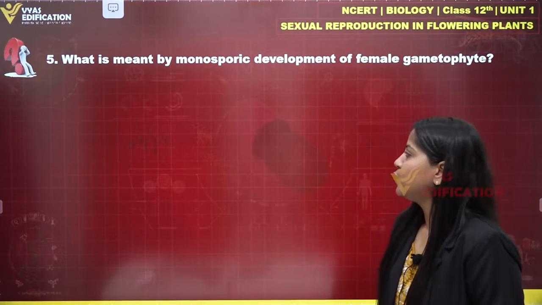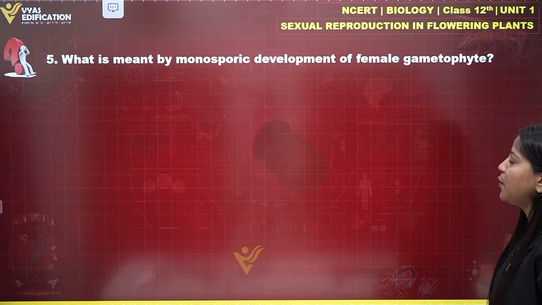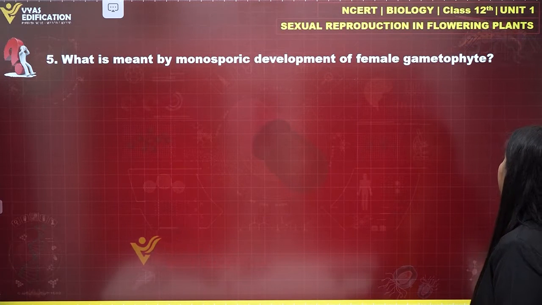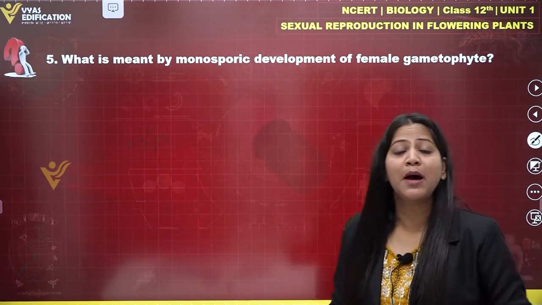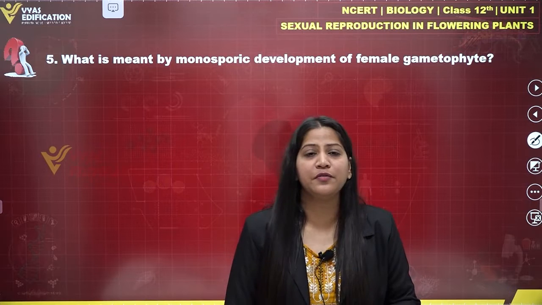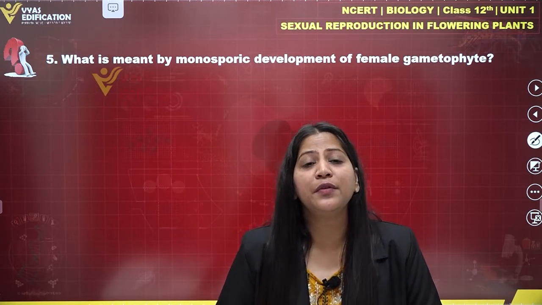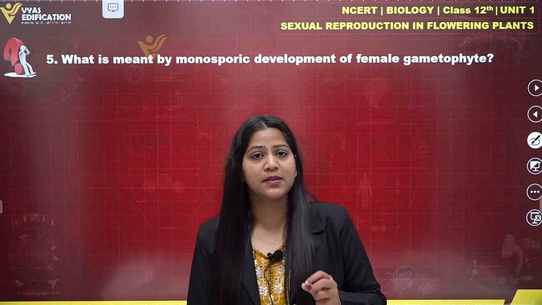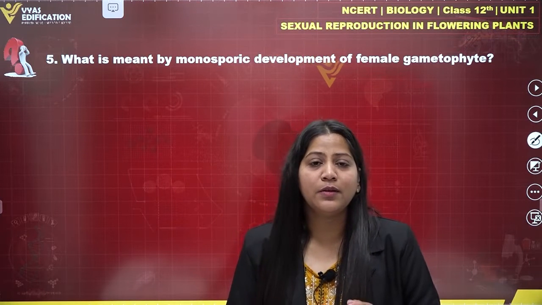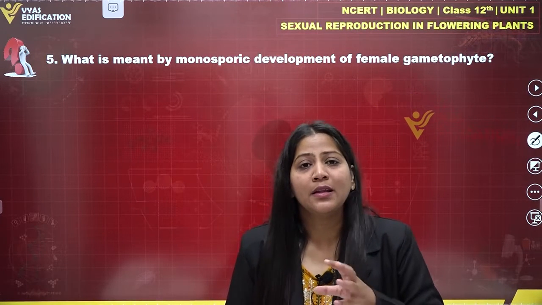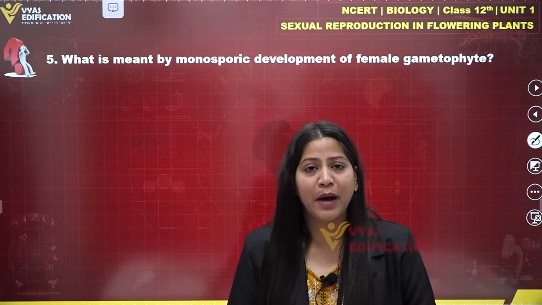Now let's move on to the next question, question number 5. What is meant by monosporic development of female gametophyte? The question is asking what we mean by monosporic development of female gametophyte. First of all, megaspore is the first cell of female gametophyte, and depending on the number of megaspores, the female gametophyte is termed monosporic, bisporic, or tetrasporic.